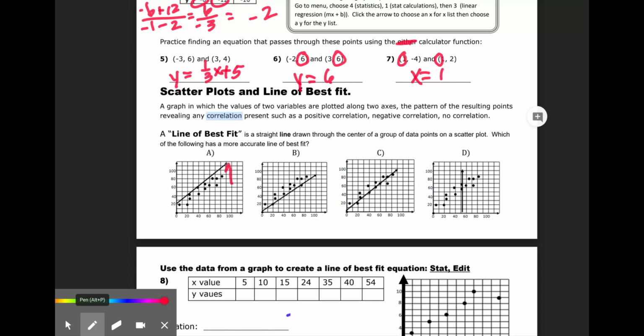So on problem A, this line is too high because all the points are below the line. Letter B, this line is too low because all the points lie above the line. Letter C looks actually pretty good. There may be a few extra points above the line, but it looks better than the other ones. And then letter D, the line of best fit is drawn the wrong direction. It's drawn vertically. We want the line to go horizontally this way through the set of points. So the correct answer would be letter C.